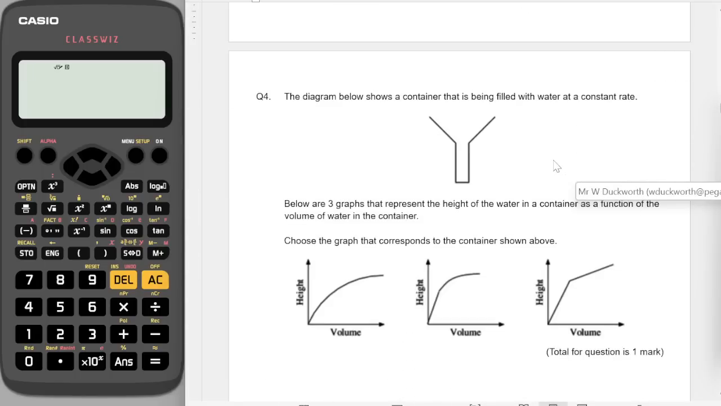Okay, and question 4. The diagram below shows a container that is being filled at a constant rate. Below are 3 graphs that represent the height of the water as a function of the volume of water in the container. Choose the graph that corresponds to the container above. So if we ignore the graphs for now, during the first part it's going to fill quite quickly, so we'll have a straight line to start with, and then as this happens, if it's still filling at the same rate, that's going to slow down. So that's not very well drawn, but that's going to be the middle graph.